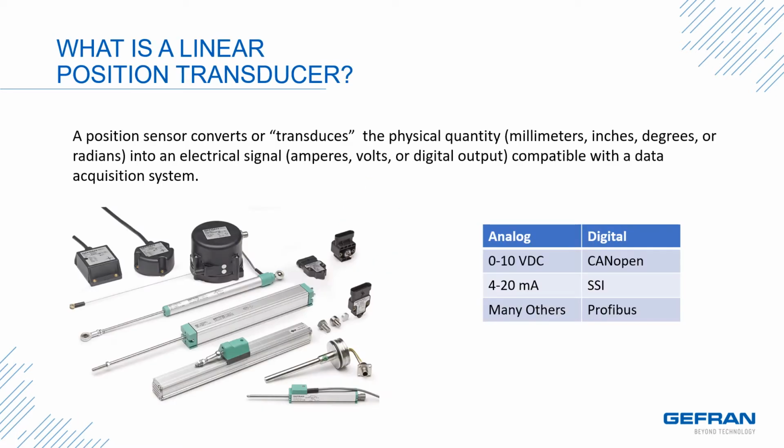A position sensor converts, or transduces, the physical quantities such as millimeters, inches, degrees, or radians into an electrical signal such as amperes, volts, or digital output that is compatible with a data acquisition system. Examples of analog outputs are 0 to 10 volts DC, 4 to 20 milliamps, and many others. Examples of digital outputs are CAN Open, SSI, and Profibus.